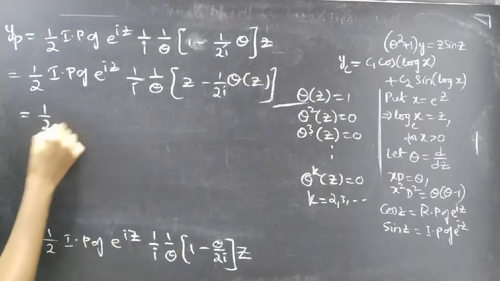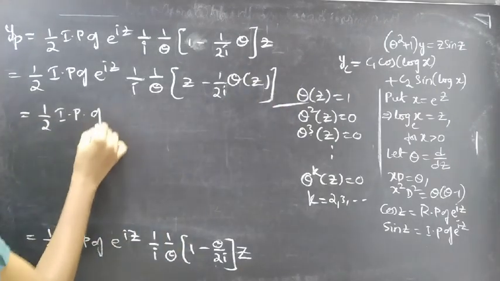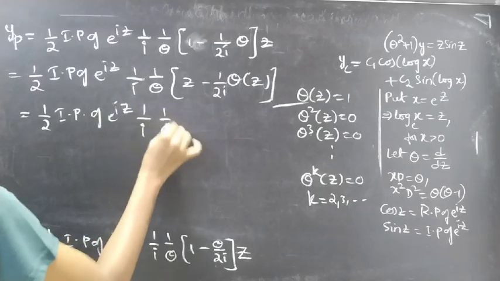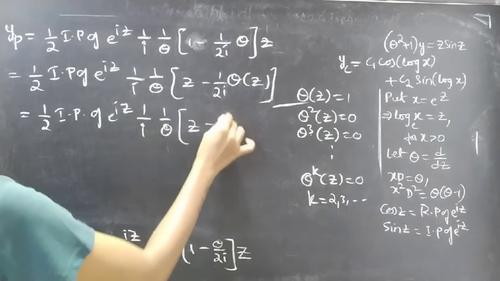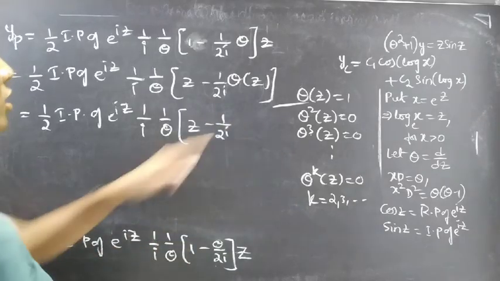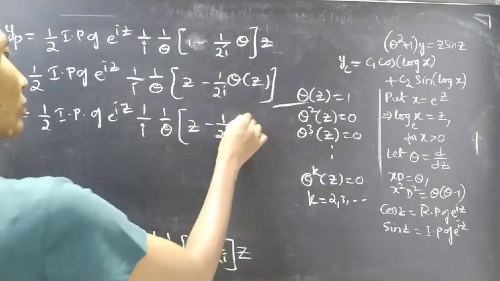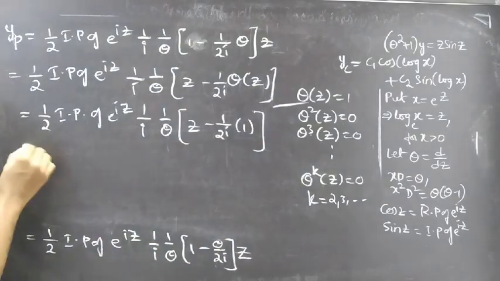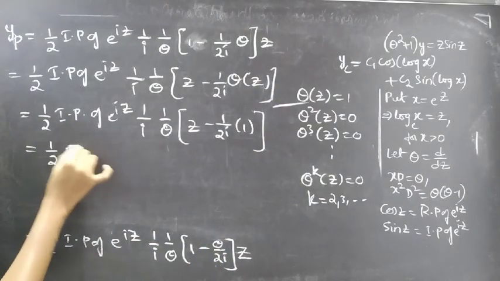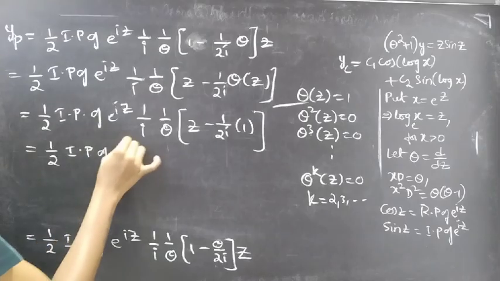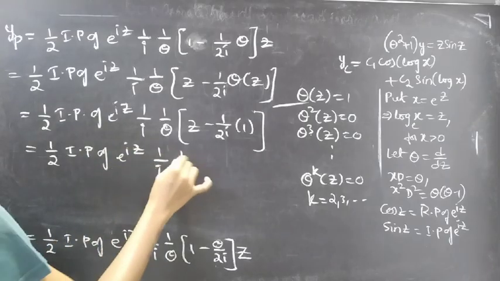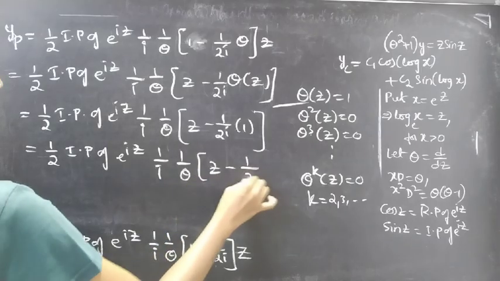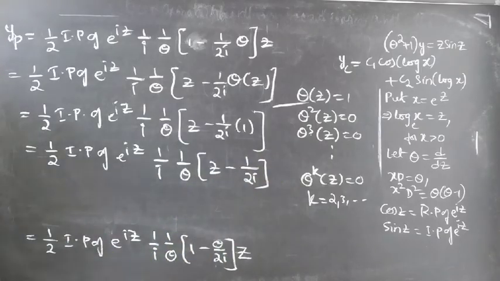This equals 1 by 2 into the imaginary part of e power iz into 1 by I into 1 by theta into z minus 1 by 2i into, we have the value of theta of z, which is 1, or the derivative of z with respect to z is 1, right? This equals 1 by 2 into the imaginary part of e power iz into 1 by I into 1 by theta into z minus 1 by 2i.